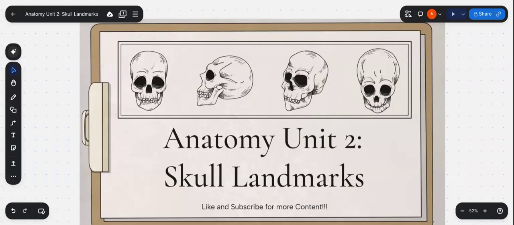In today's episode, we're going to be looking at skull landmarks, primarily of an adult skull.